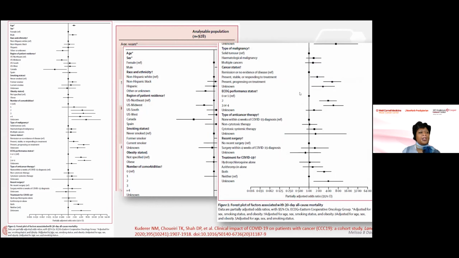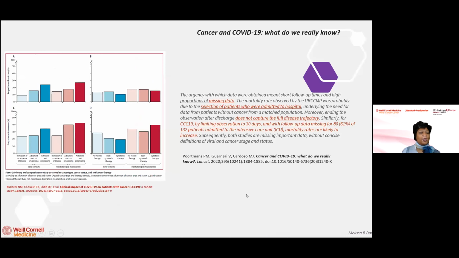But specifically with regards to cancer-specific variables, this study shows that a present status of stable or even tumors that are responding to treatment, as well as present cancer diagnosis with progressing on treatment, has a higher impact or higher risk for mortality in the context of COVID.